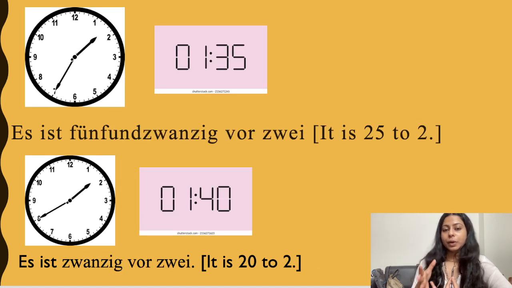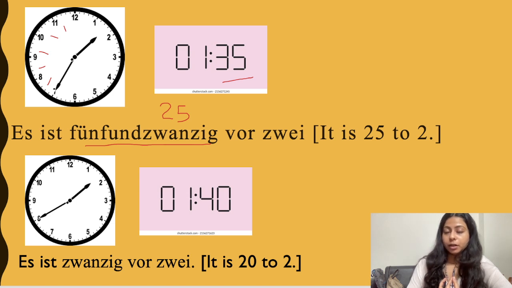Now moving on, when it is 1:35, it would be es ist fünfundzwanzig vor zwei. It is vor zwei, because if you see, there are only 25 minutes left to 2. So we don't read out 35 here. We say 25, which means 25 minutes are left to 2. Now es ist zwanzig vor zwei, when it is 1:40, which means again it is 20 minutes left to 2. If you see the clock, it's 20 minutes left to 2. Hence we say es ist zwanzig vor zwei, which means 20 to 2.